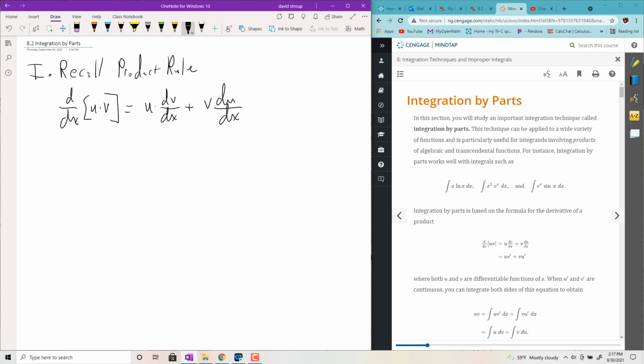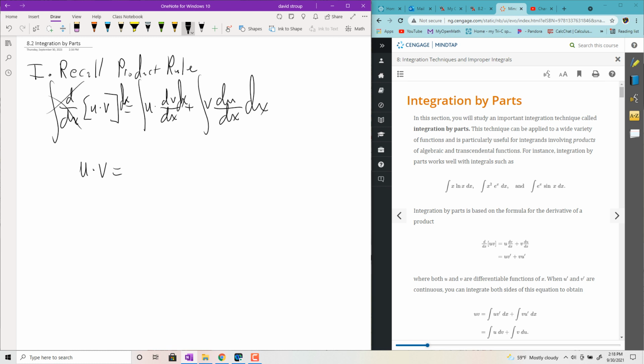I'm going to integrate everything with respect to x, and you can do that, that's no big deal. Integrate both sides of an equation. On the left here, from the fundamental theorem of calculus, this derivative and that integral will cancel each other out. You just get u times v.